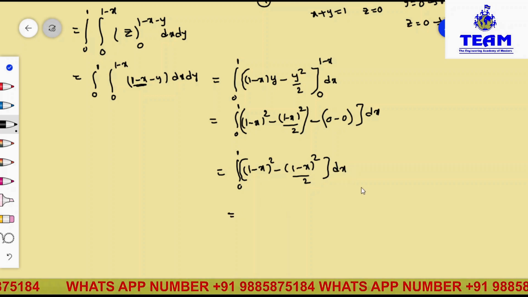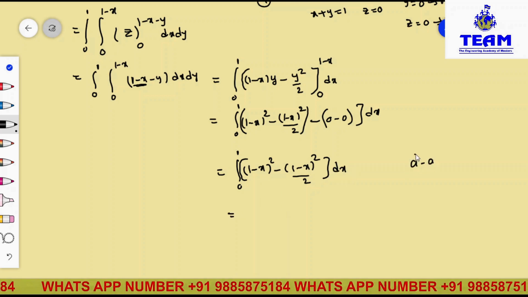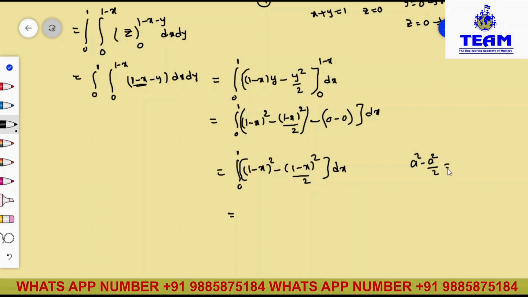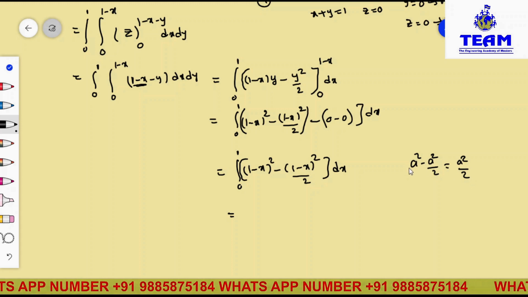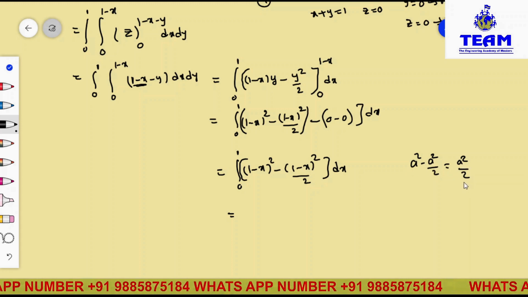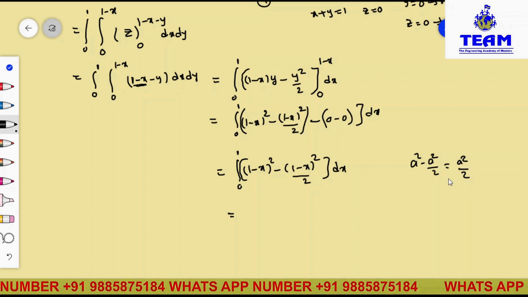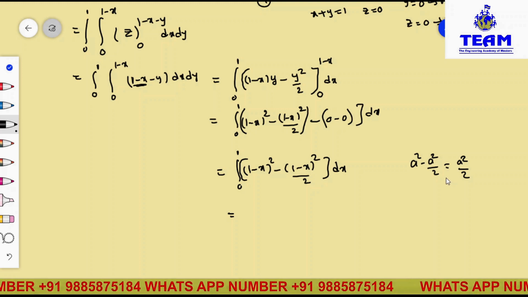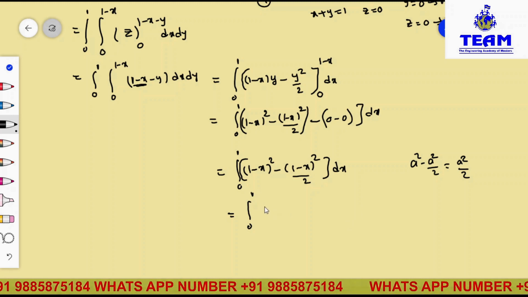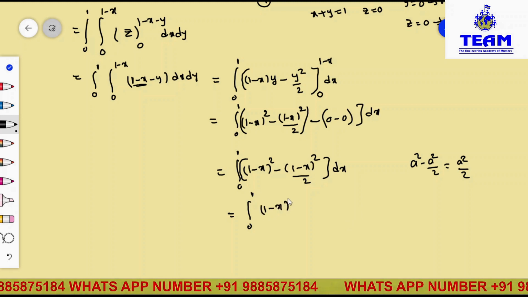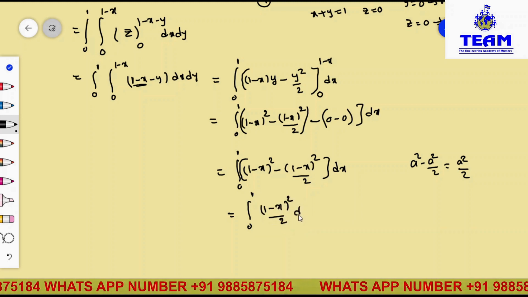Okay, friends. Now this is a square minus a square by 2. Nothing but what will I get? The LCM is 2, so a square minus a square by 2 gives a square by 2. Now this one: the integral from 0 to 1, 1 minus x whole square by 2.